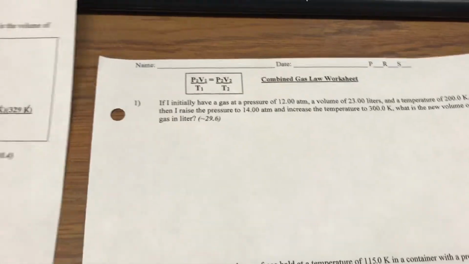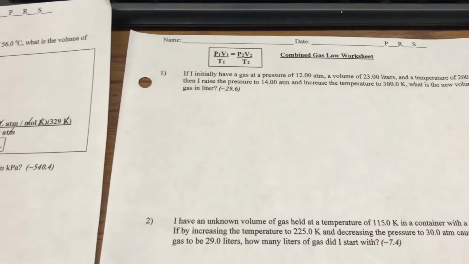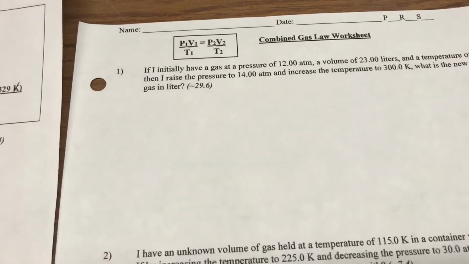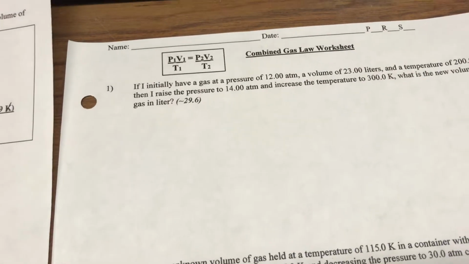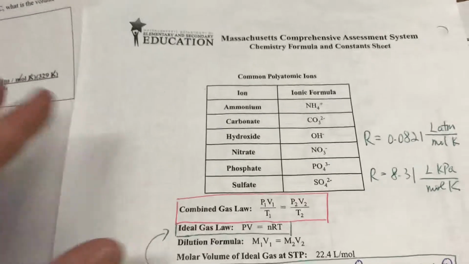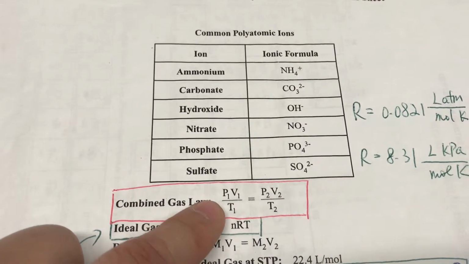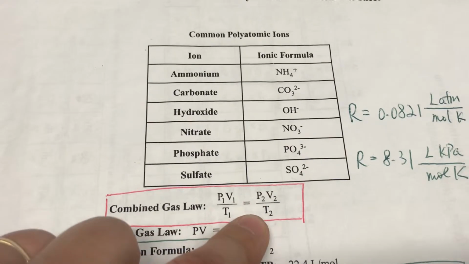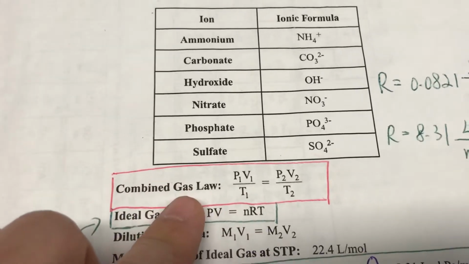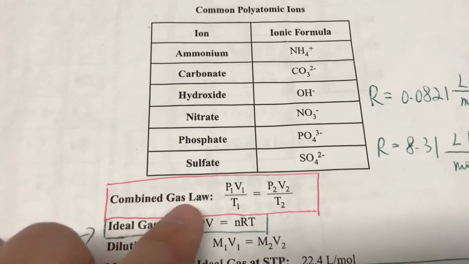Alright, so in this video, I'm going to talk about the combined gas law. You can actually find the formula on the back of the periodic table, which is here. The combined gas law is P1 V1 over T1 equals P2 V2 over T2. So what does that mean by combined? It combines the three different gas laws: Boyle's, Charles's, and Gay-Lussac's.